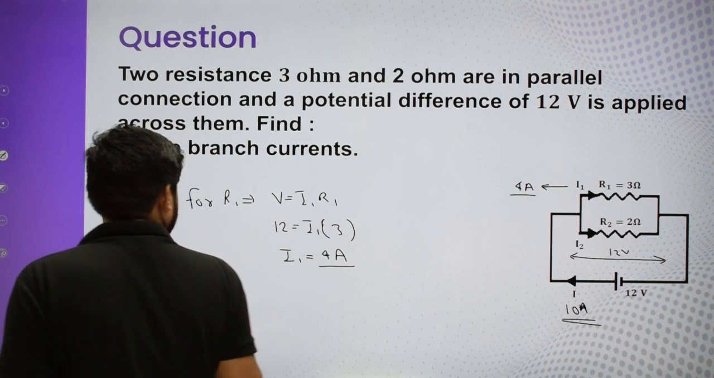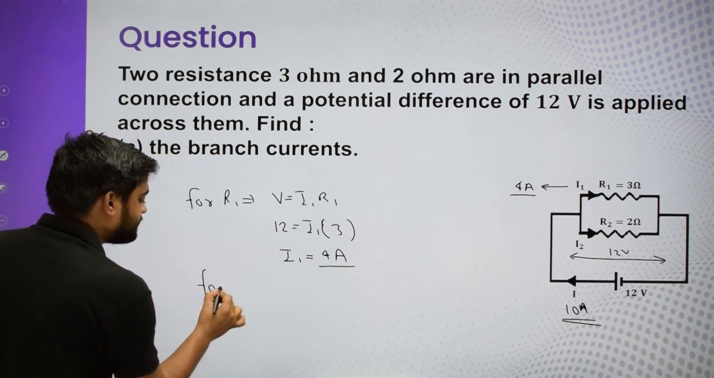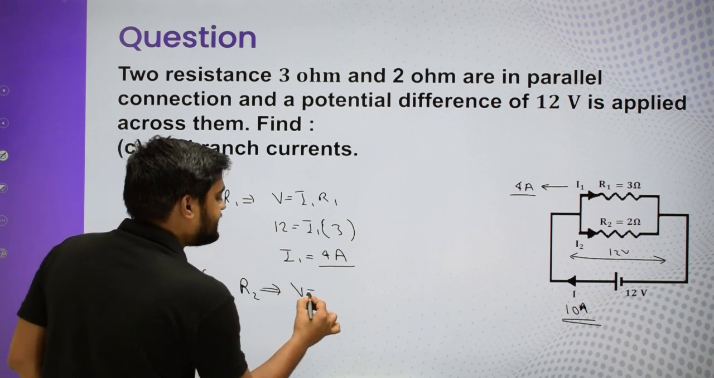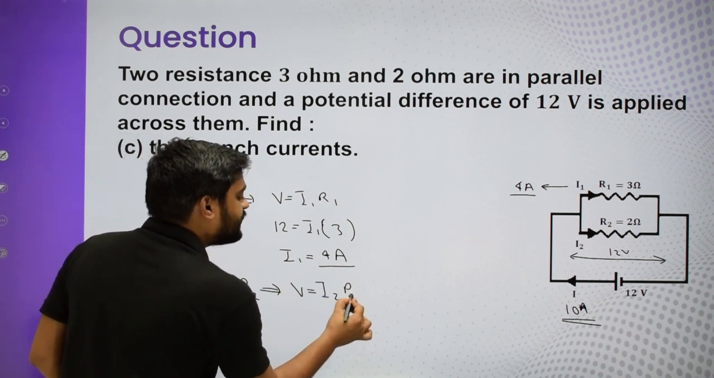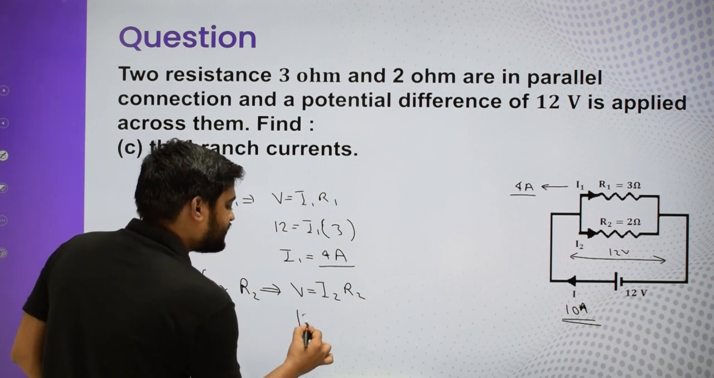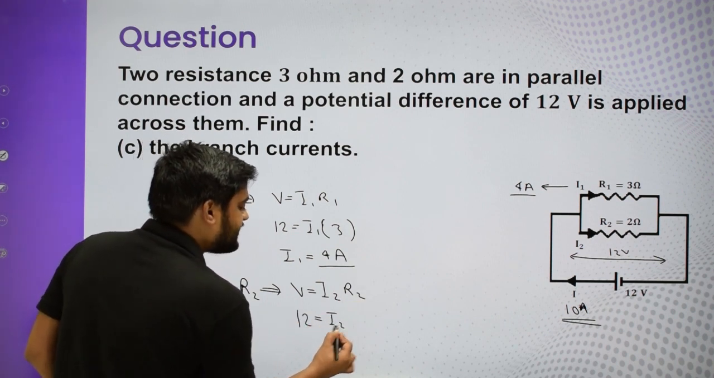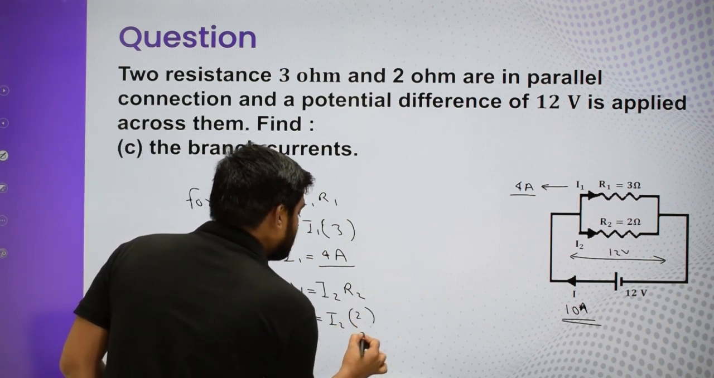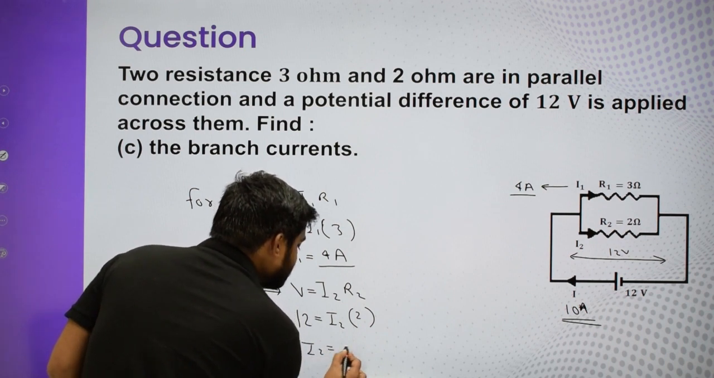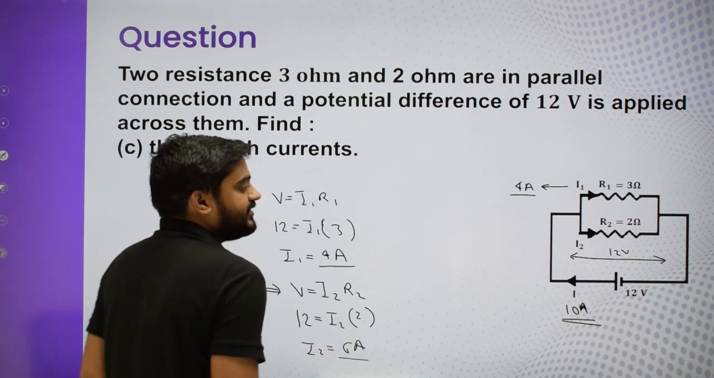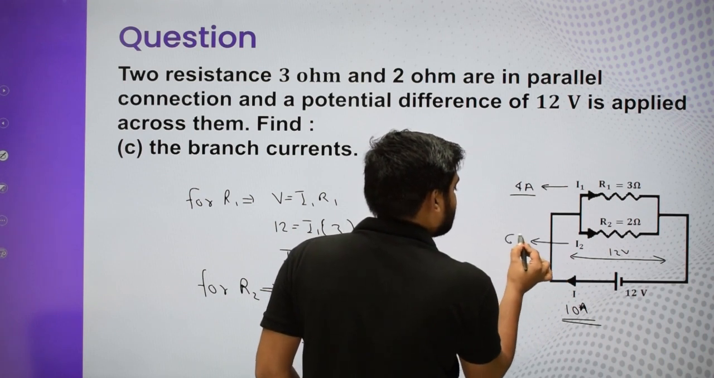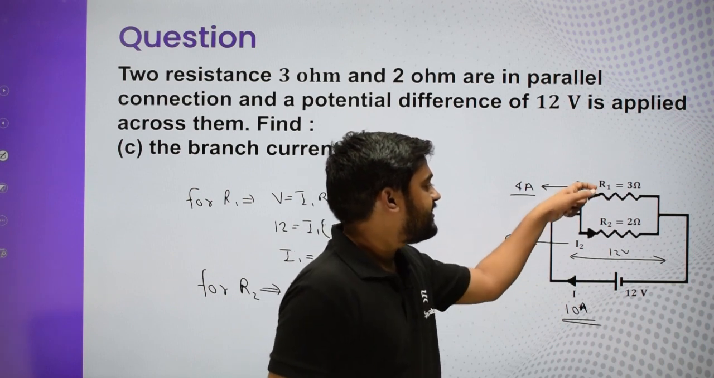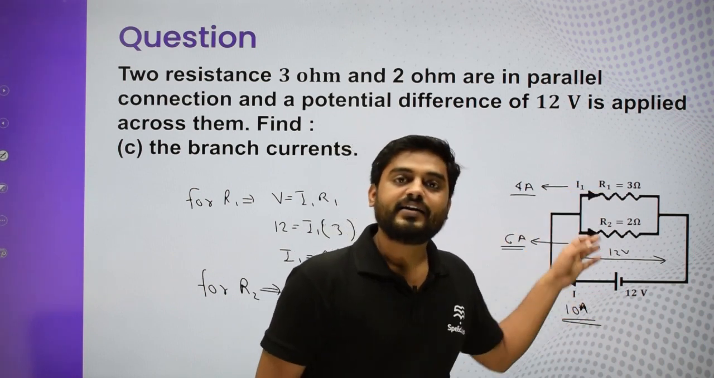What about the second branch? For R2 we can write V is equal to I2 R2. Again it is 12 volt, it is equal to I2, the current in the second branch, times R2, the second resistance, which is 2 ohm. That gives me that I2 is equal to 6 ampere. So I2 is basically 6 ampere. If you see this, a total of 10 ampere current is coming, and in this branch 4 ampere is going out of that, and the rest of it is 6.